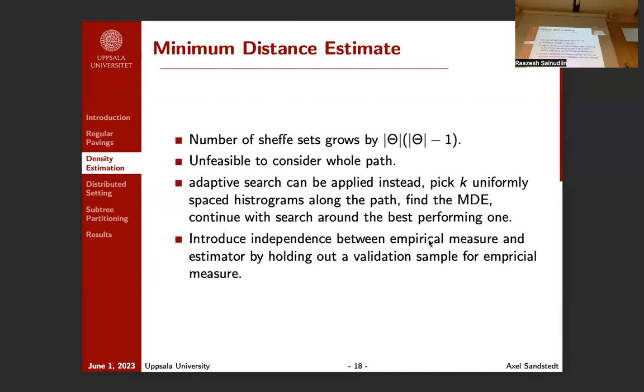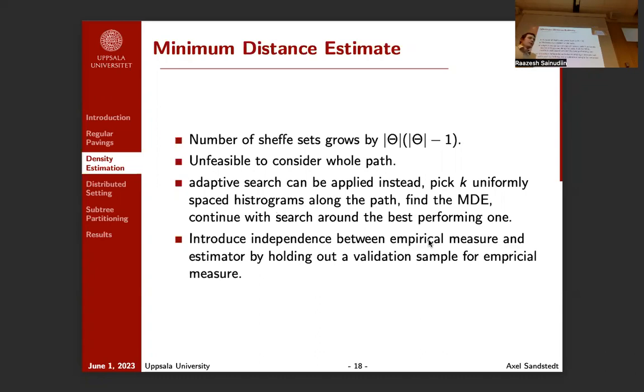Now, the number of Scheffé sets in a Yatracos class grows quadratically with the number of estimates on which the Yatracos class is based. So we cannot consider the whole path of estimates in our Markov chain, because we might split perhaps several ten thousands of times. So we will get an extreme amount of estimates.